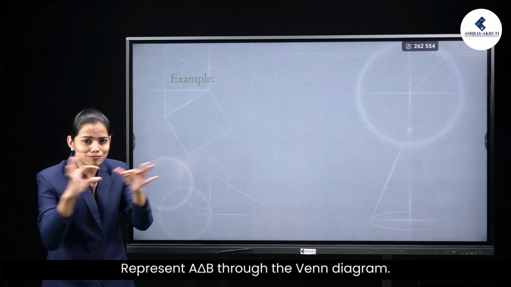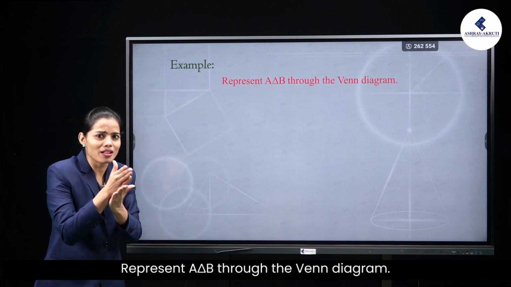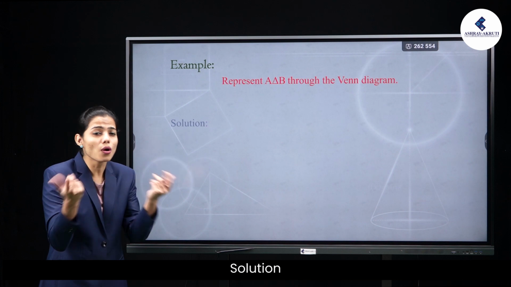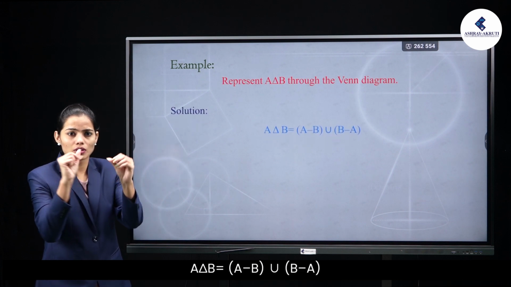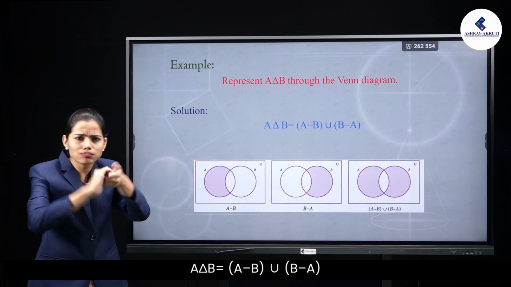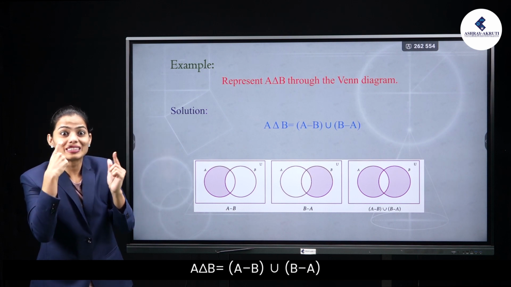Example: represent A Δ B through the Venn diagram. Solution: A Δ B = (A − B) ∪ (B − A).